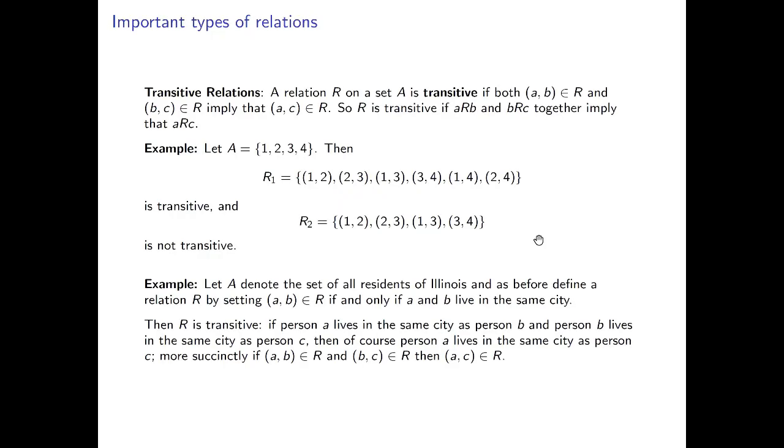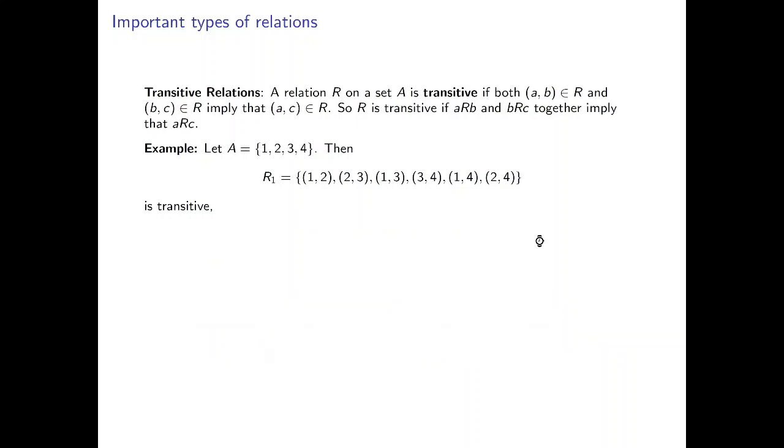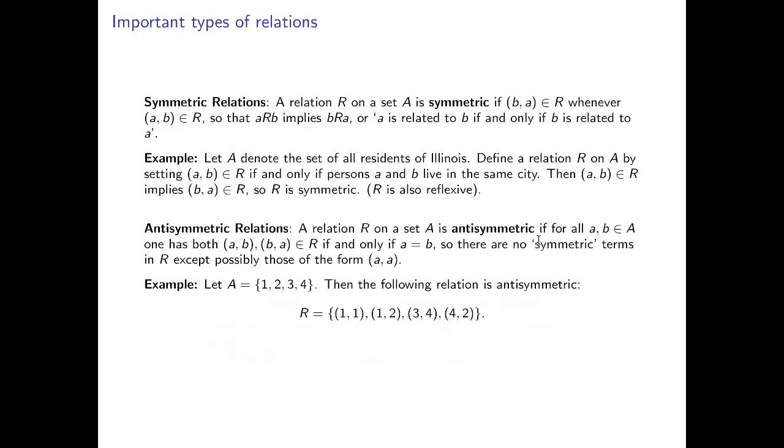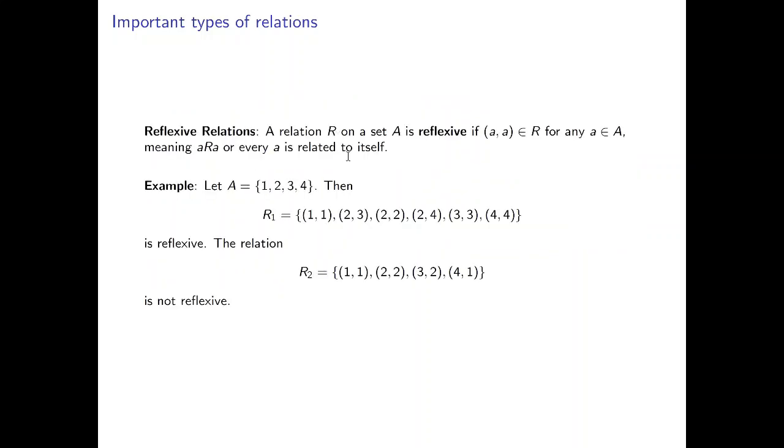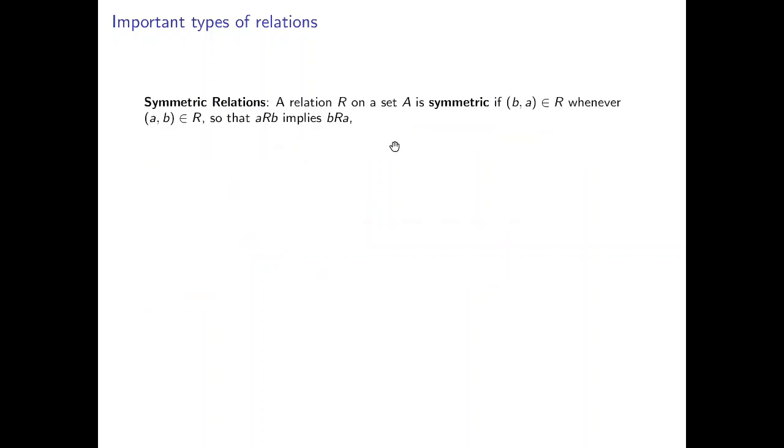Remember that at the end of the last lecture, in addition to transitive relations, we also talked about symmetric relations, where a relation is symmetric if whenever A is related to B, that implies that B is related to A. We also talked about reflexive relations. A relation is reflexive if any element is related to itself. So reflexive means every element is related to itself. Symmetric means if (A, B) is in the relation, then in the reverse order, (B, A) is also in the relation.